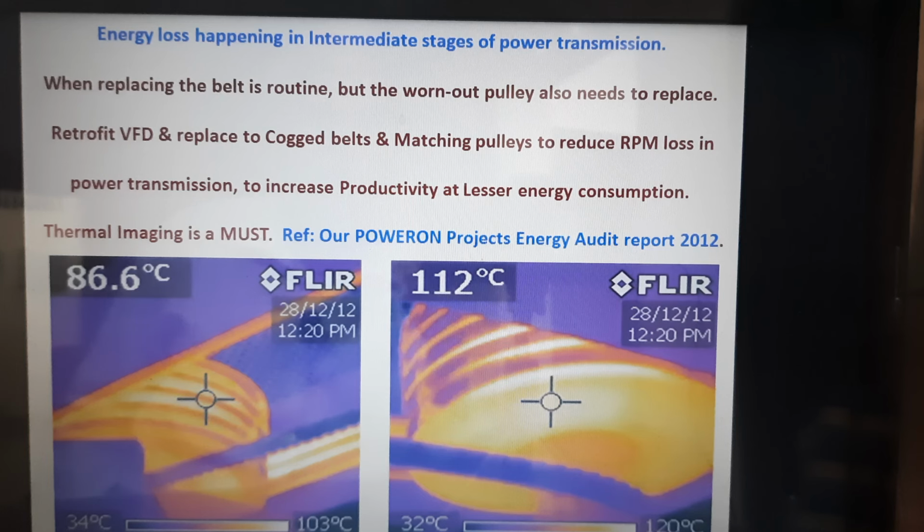Consider the energy losses in the intermediate stages of power transmission, especially on belt operated machines, either in production or in utility machines. Replacing the belt is routine, but the worn out pulley is not taken care of. It has a life of only around 40,000 hours, say continuous running means around 5 years. After that, the pulley also needs to be replaced because of wear and tear, and the wear and tear in the pulley definitely mandates replacement.